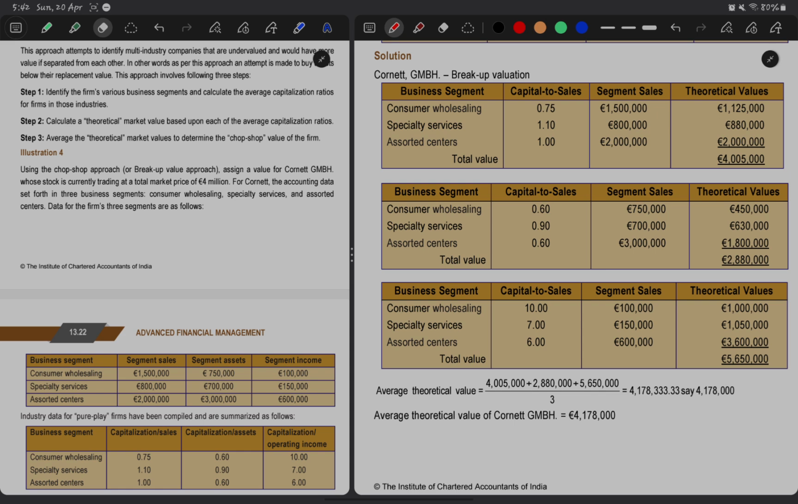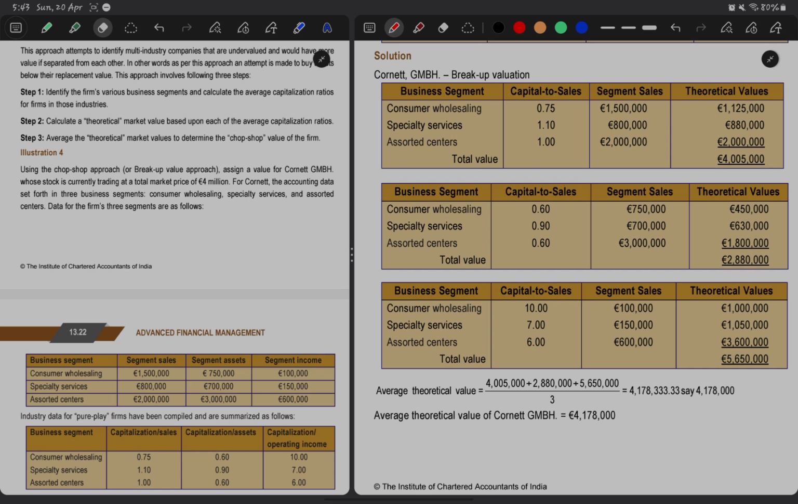Using the chop shop approach or break-even value approach, assign a value for Cornet GmbH, whose stock is currently trading at a total market price of 4 million. For Cornet, the accounting data is set forth in three business segments: consumer wholesaling, specialty services, and assorted centers. Data for the firm's three segments are as follows.